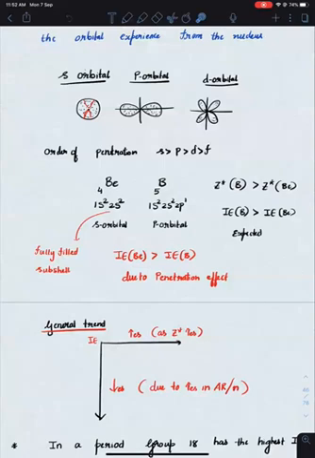Whenever they ask for IE1, it is direct. If they are asking for IE2, after removing an electron, you need to compare. So whenever you are removing an electron, there will be a shift in the group. Okay, group 18 will act as a group 17 element, 17 will act as 16, 16 will act as 15, 15 will act as 14, 14 will act as 13, 13 will act as 2, and 2 will act as 1.